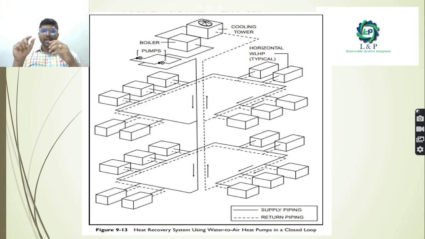So when we plan for a heat recovery unit using water and air heat pumps in a closed loop, you need to have a supply piping separately and a return piping separately. You need to have boilers, pumps and cooling towers also, with the help of which we can establish connections for the entire building.